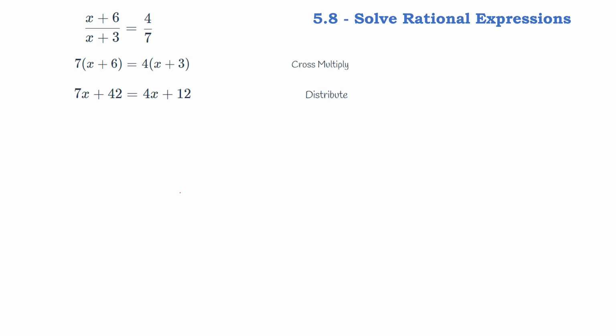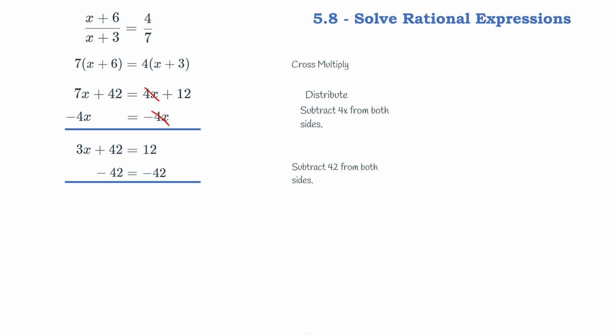So let's do that, in which case we would get 7x, plus 7 times 6, which is 42, equals 4 times x, which is 4x, plus 4 times 3, which is positive 12. Okay, now let's combine like terms. Let's subtract 4x first to get the x's on the same side. We'll get rid of these 4x's over here, and we should be left with 3x plus 42 equals 12.